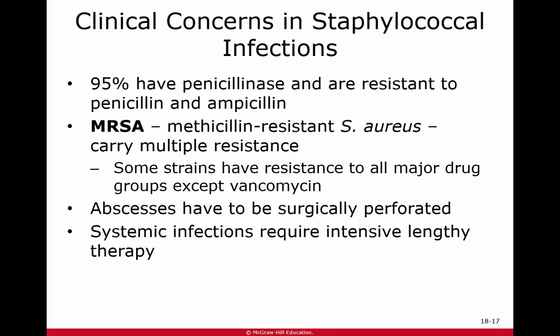Now, clinical concerns of staph, 95% have penicillinase. So that is an enzyme that's going to make it resistant to penicillin and ampicillin. You also have concerns for MRSA, methicillin-resistant Staph aureus. And some of them are resistant to everything except vancomycin. You can have abscesses that you have to have surgery on, and sometimes the systemic infections require some very lengthy therapy.